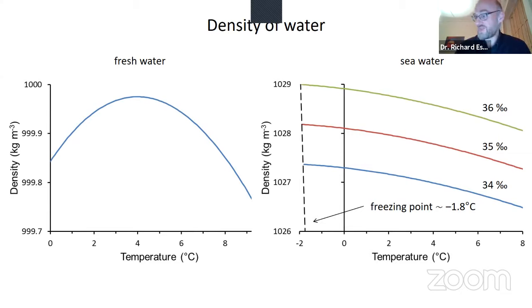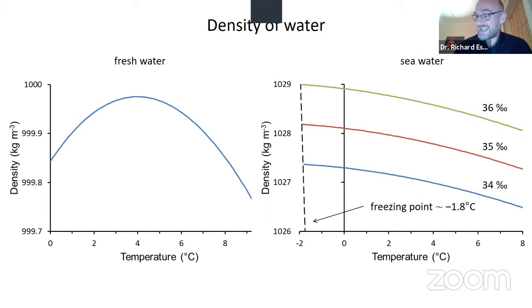Seawater has about 35 parts per thousand salinity. That increases the density quite a lot, but it also removes the density maximum. So there's no density maximum before seawater freezes, and the freezing point is also depressed. So seawater will freeze at closer to -2 than 0. All this means that lakes and seas freeze in very different ways.